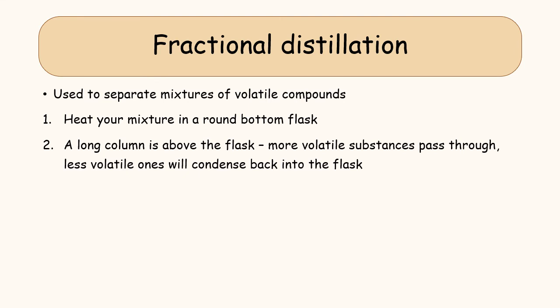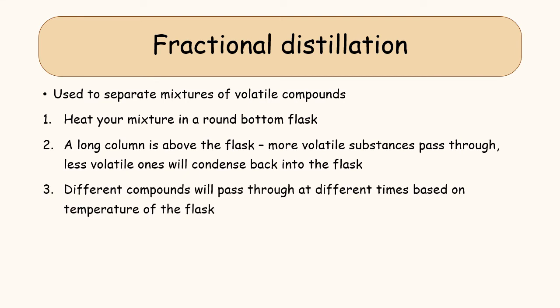Now, as time goes on, different compounds will pass through this condenser, this long column, at different times, depending on what temperature the flask has reached. And it being a condenser actually really makes the time needed for a gas to pass through it get longer, which allows you to separate things better.